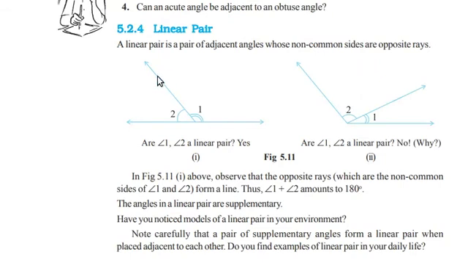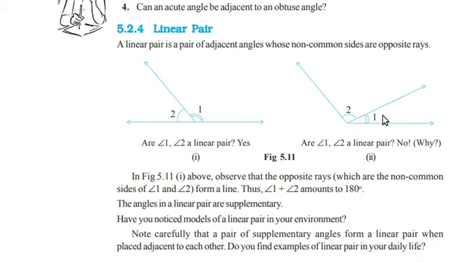Linear pair. A linear pair is a pair of adjacent angles whose non-common sides are opposite rays. In this example, we can see there is a common side and we have two non-common rays. This is an example of a linear pair because they are opposite to one another. One is going in this direction, the other is going in the other direction, in the opposite direction.